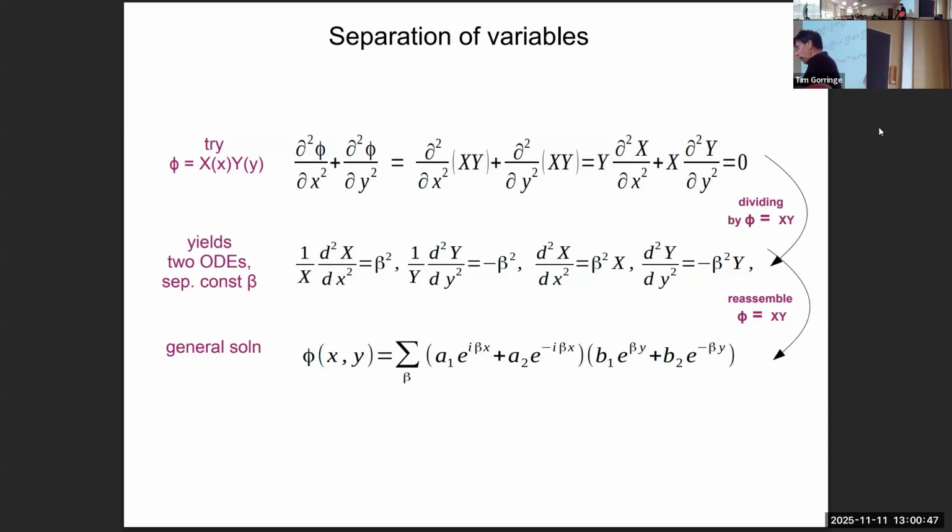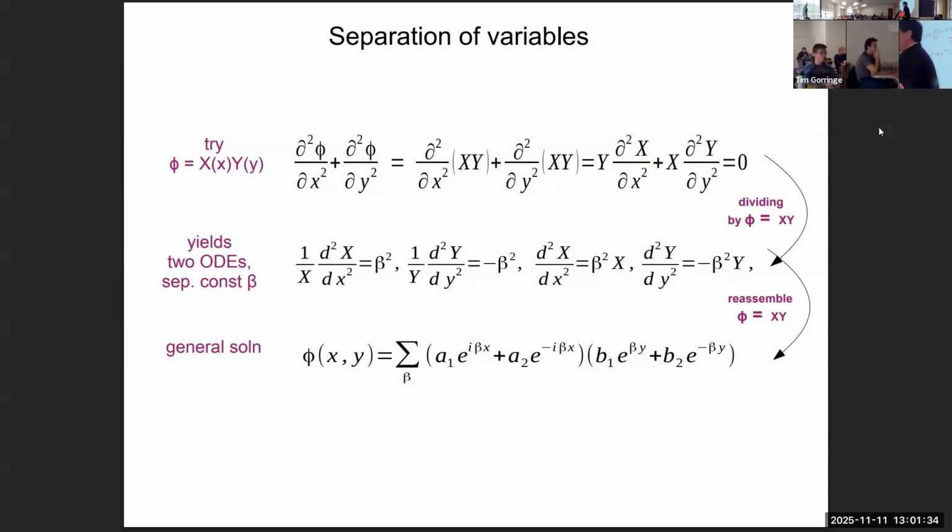We're going to separate phi, a function of x and y, into two separate functions. One of x, I call that function uppercase X. One of y, I call that function uppercase Y. So upstairs here is the Poisson equation in two dimensions. I've made that hypothesis and substituted in the product X times Y, two functions of x and y separately. When I differentiate with respect to x, I can pull the function of y out front because it's independent of x. When I differentiate with respect to y, I can pull the function X out front because it's independent of y.